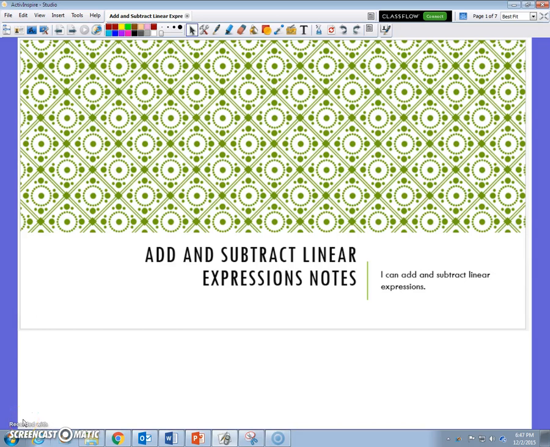Alright, this is Mr. Gillum, and today we're going to talk about adding and subtracting linear expressions. Now, we're not quite sure what a linear expression is yet, and we haven't really explained it, but basically it's a two-term expression with one variable and one number. Okay, that's as much as you need to know for now.